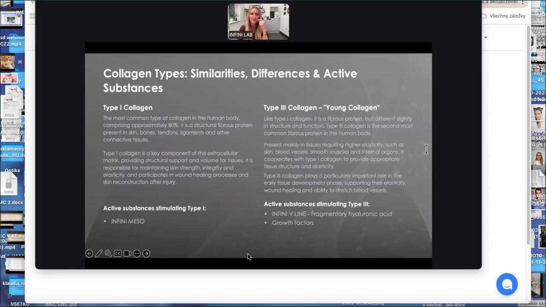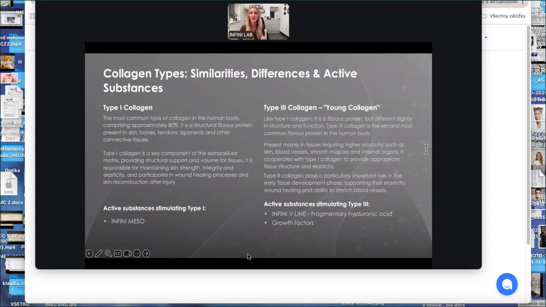Your fingers cannot really pull the skin, and this is what is called collagen type 3, the young collagen, because kids have a really high amount of young collagen. That's why the skin is so bouncy, and this is really important. We are actually creating both types of collagen instead of only collagen type 1, because we can make our skin thicker and more structured.